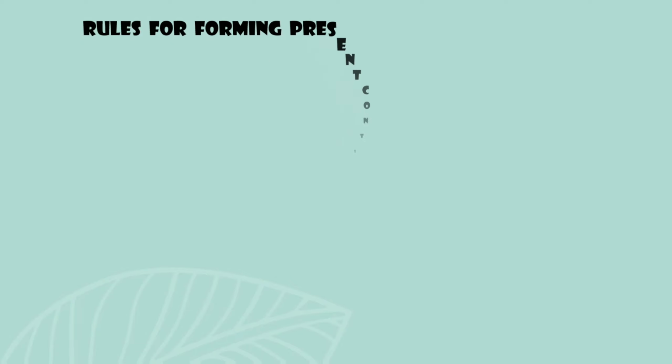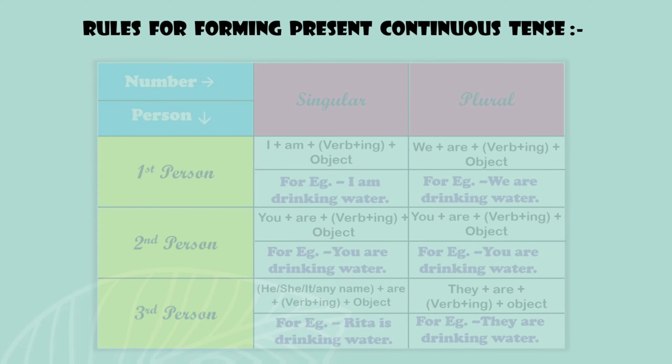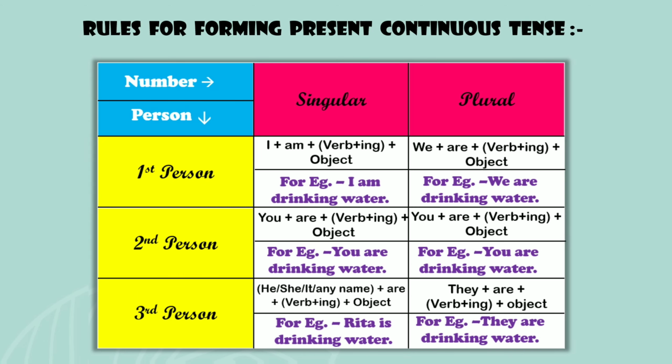Rules for forming present continuous tense. First person singular number: I plus am plus verb plus ing plus object. For example, I am drinking water. First person plural number: we plus are plus verb plus ing plus object. For example, we are drinking water.